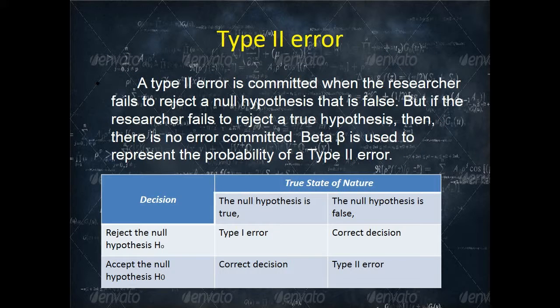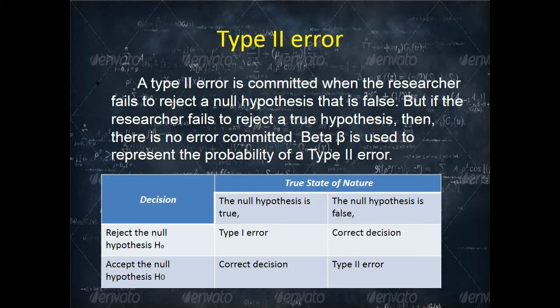Type 2 error. A type 2 error is committed when the researcher fails to reject a null hypothesis that is false. But if the researcher fails to reject a true null hypothesis, then no error is committed. Beta is used to represent the probability of a type 2 error.